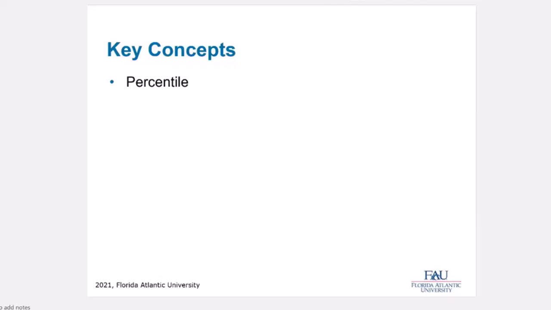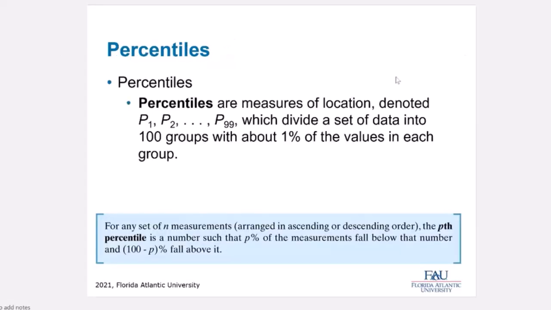Now we're going to work on the next key concept, which is percentile. Percentiles are measures of location denoted P1 all the way through P99, which divide a set of data into 100 groups, with about 1% of the data in each group. For any set of n measurements in ascending or descending order, the pth percentile is a number such that p% of the measurements fall below the number and 100 minus p% fall above.